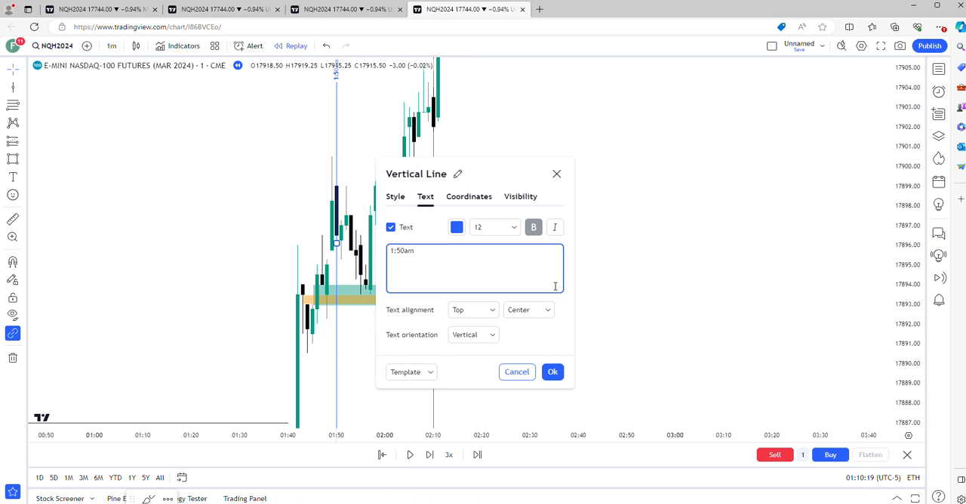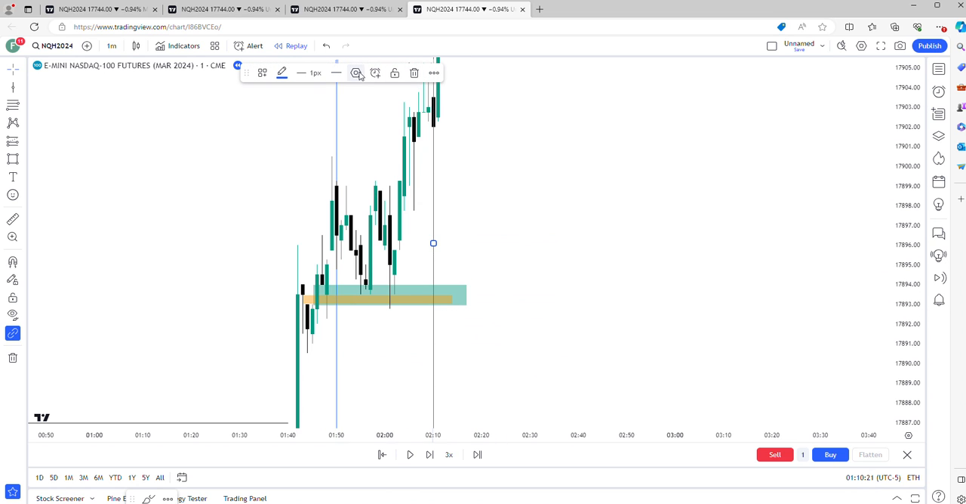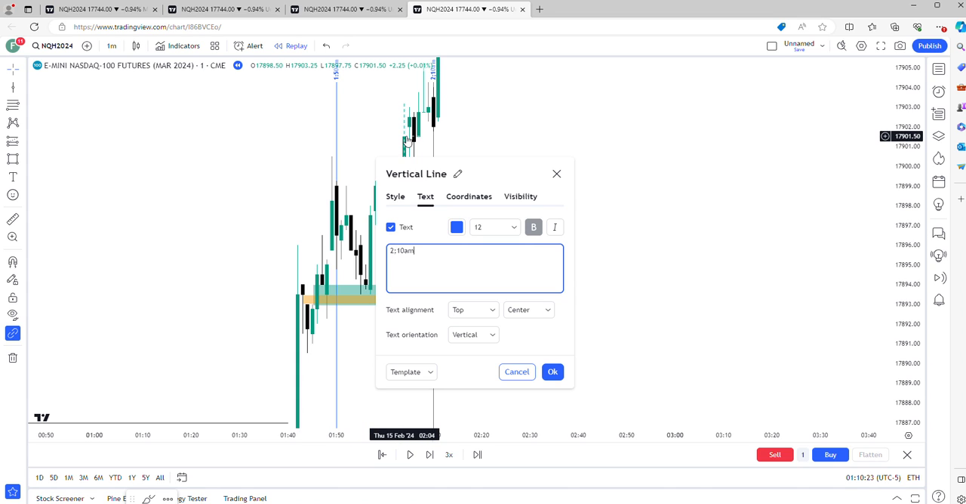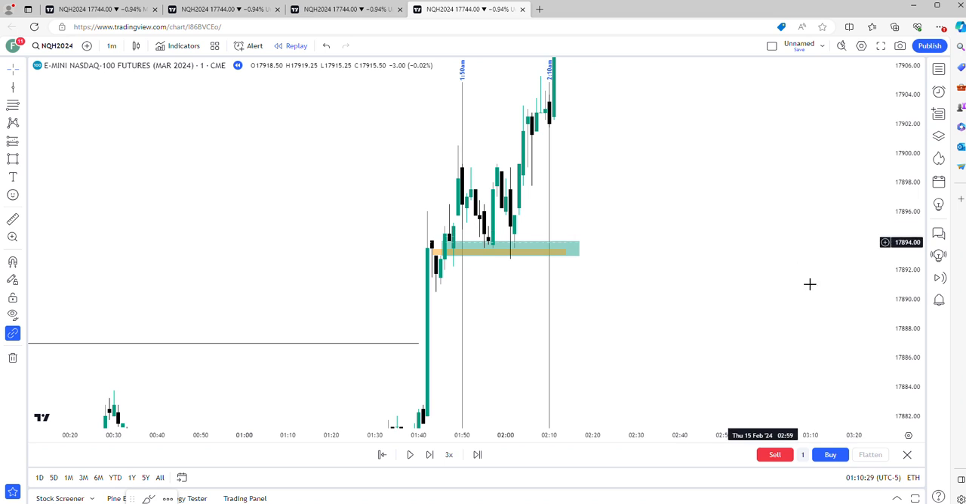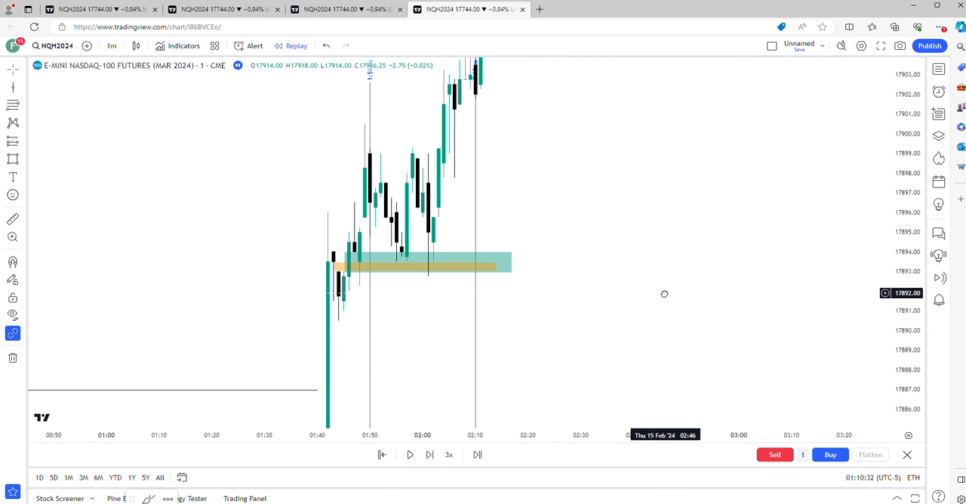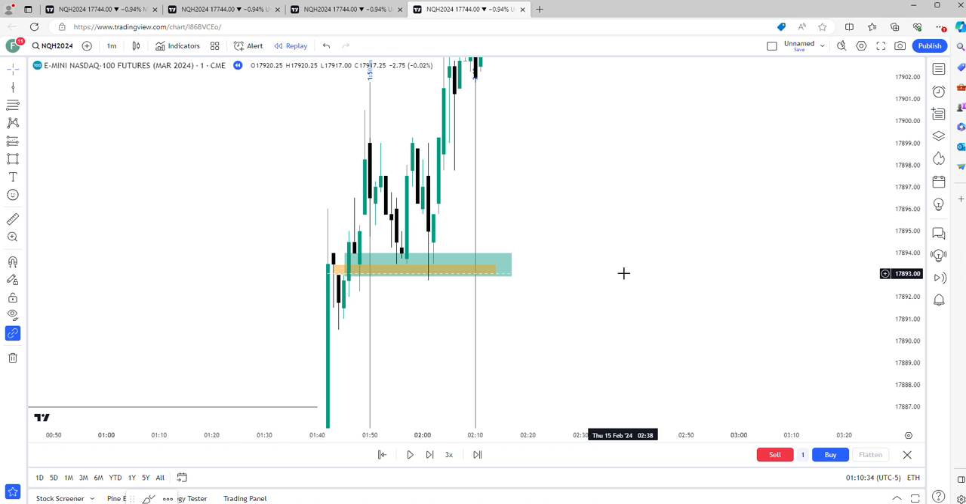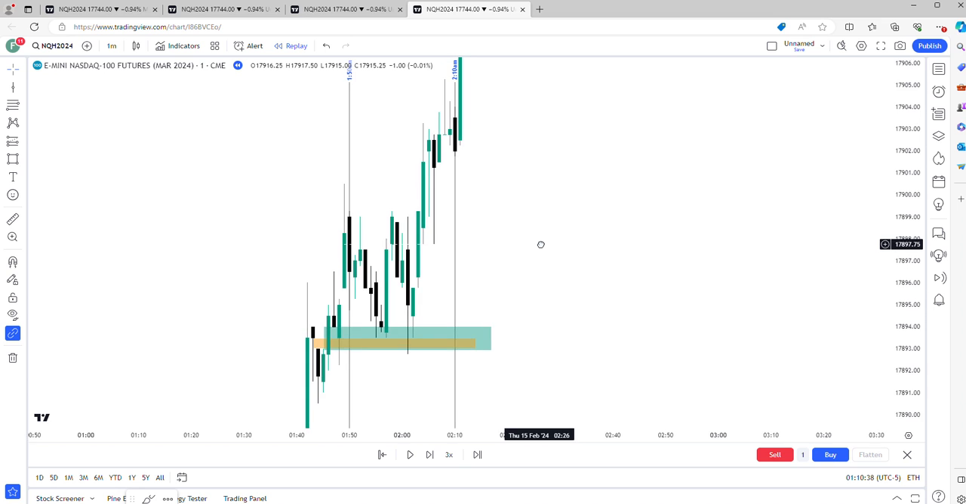You've got the 1:50 AM to the 2:10 AM kind of range, and that's your macro. So 1:50 to 2:10 AM. So that's your macro there. This video is quite long, so I could break it up into sections, but I'm going to include everything that I was going to include in multiple videos just in one for you guys to watch. So again, that's the macro.